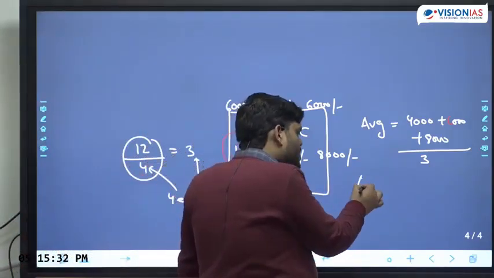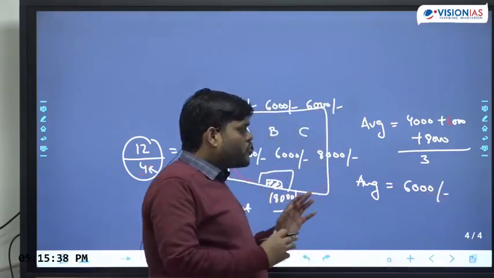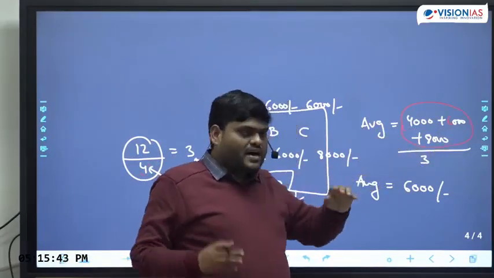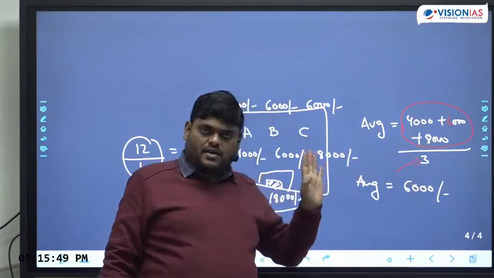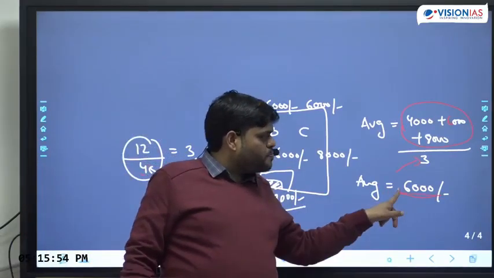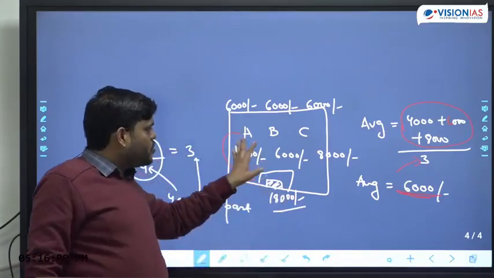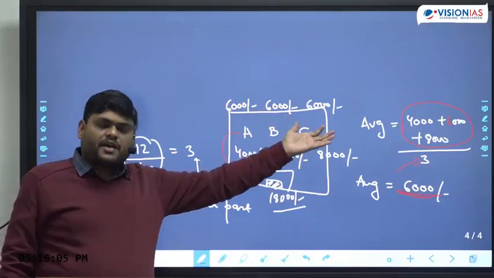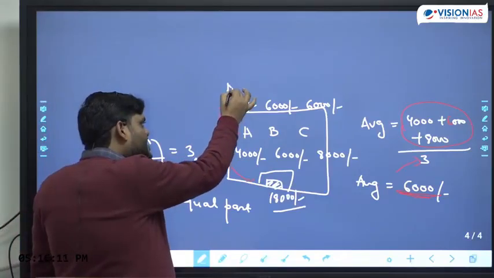So if you find out, the average becomes how much? The average becomes 6,000. So if you look closely, what is average doing? Whatever money is coming, they are collecting and adding everything and then dividing into 3 equal parts here, and each person is getting 6,000 rupees. You can look clearly, the same thing is going on here. Whatever money is there, they divide it equally and everybody gets 6,000. Now I can say that their average is 6,000.